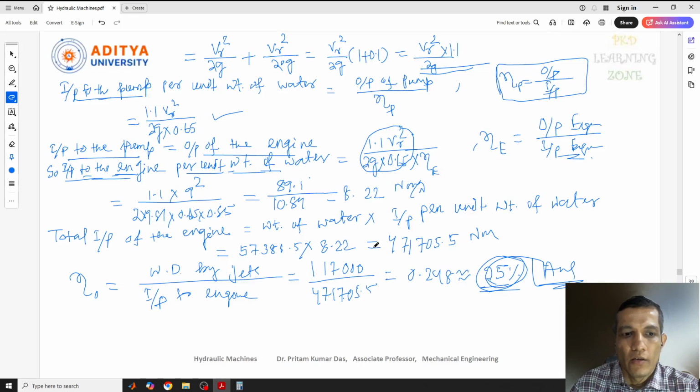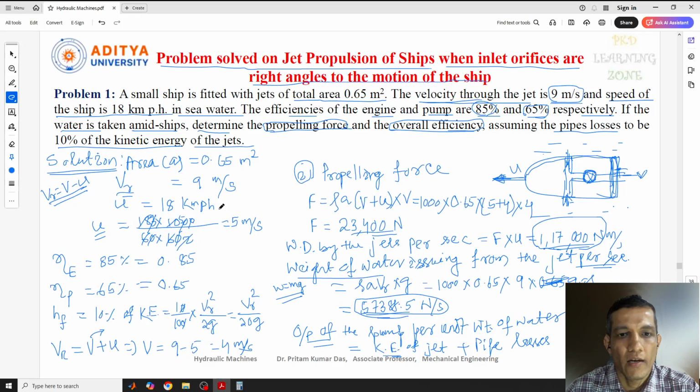Okay. The method is slightly lengthy, but because a lot of things need to be identified, it is not that simple to find the overall efficiency from these. We need to go step by step. Okay, I hope you understand.